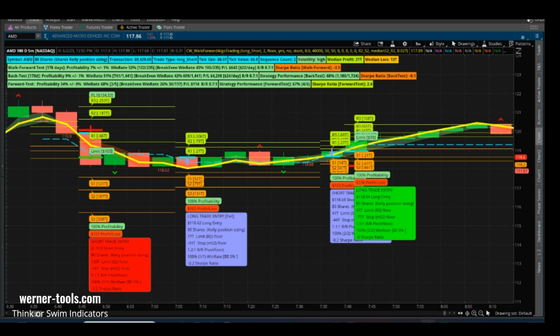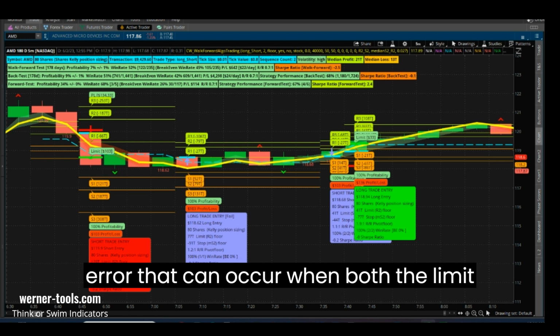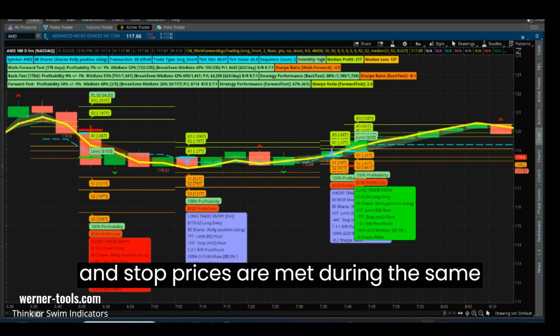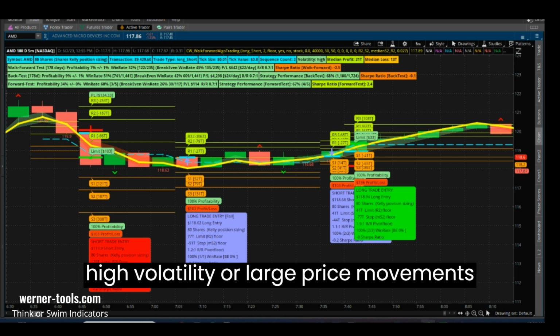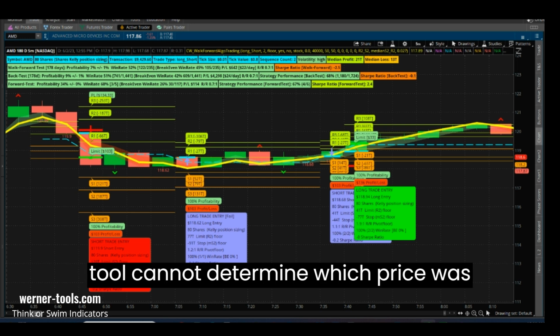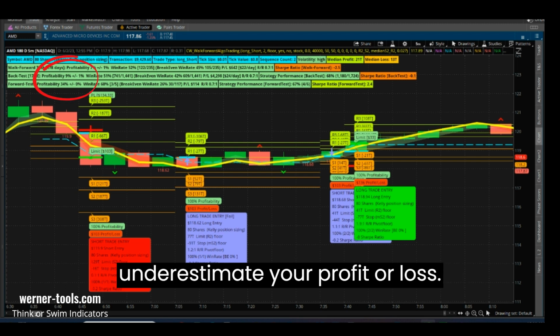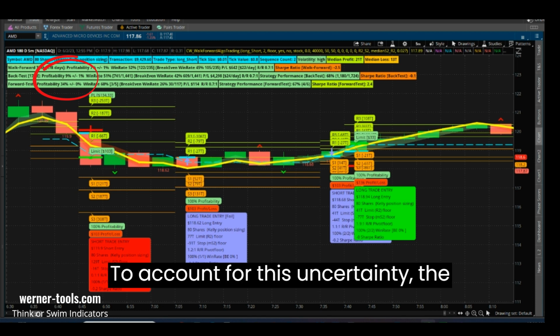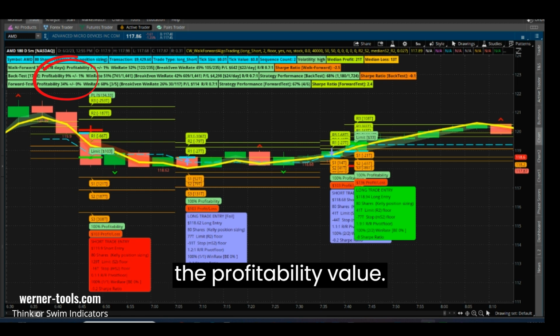executing a trade. However, there is still a potential error that can occur when both the limit and stop prices are met during the same bar. This can happen when there is high volatility or large price movements in the market. In this case, the tool cannot determine which price was hit first and may overestimate or underestimate your profit or loss. To account for this uncertainty, the tool reports a plus or minus tolerance for the profitability value.